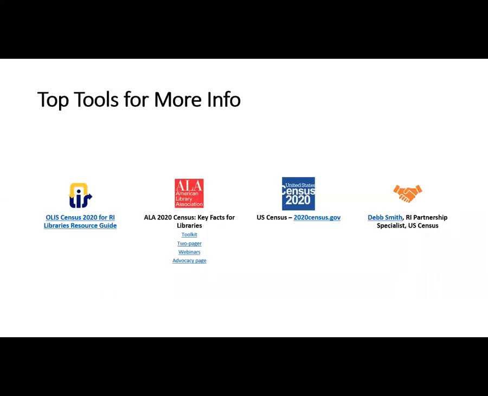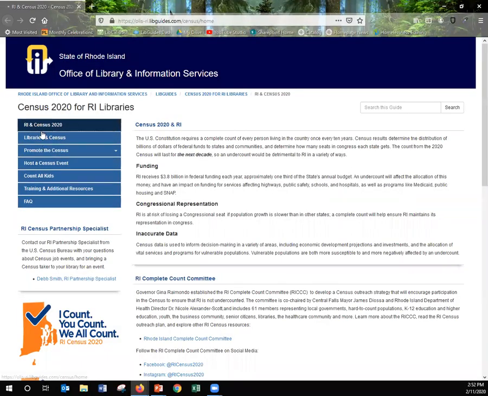So that is kind of the big overview of Census 101 for Rhode Island libraries. If you need more information, these are the top places. There's information coming from lots of different places, as I mentioned when we first started. So I have worked very hard to distill some of that information to a resource guide for you. Everything that was in this presentation is also somewhere in here.